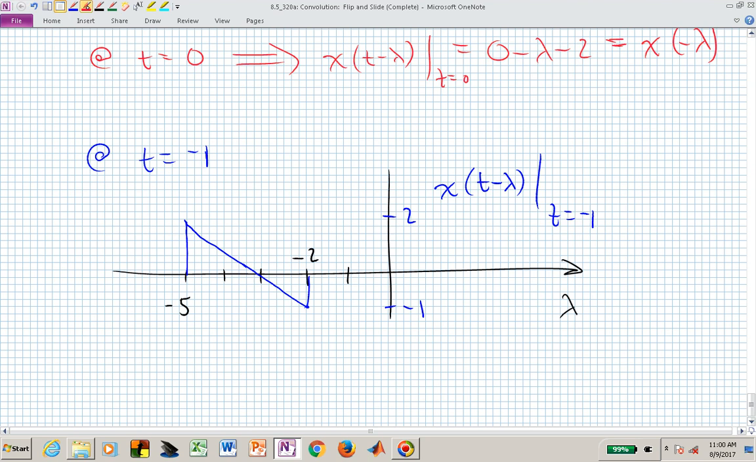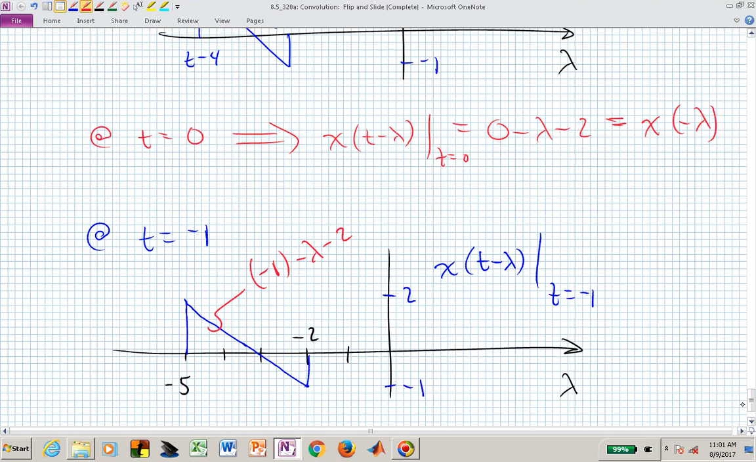And this particular functional form is now t, which is minus 1, minus lambda minus 2, and hopefully now, if you plug in different values of lambda between minus 2 and minus 5, you will actually, in fact, pin down that particular point on that functional description. And that's now what I would like you to be comfortable with in terms of flipping and getting ready to slide any of these expressions in our convolution process.